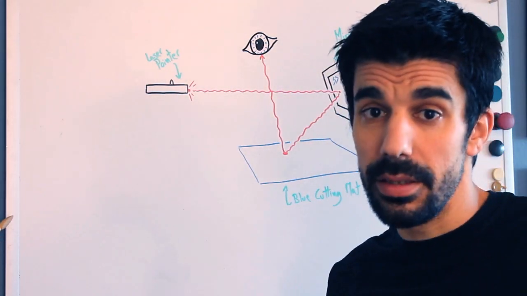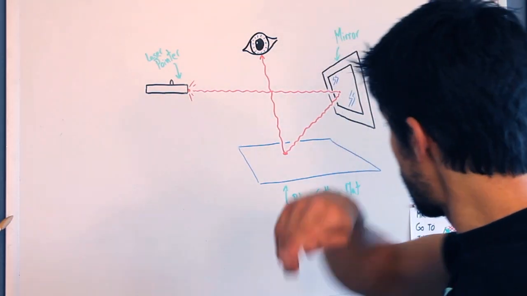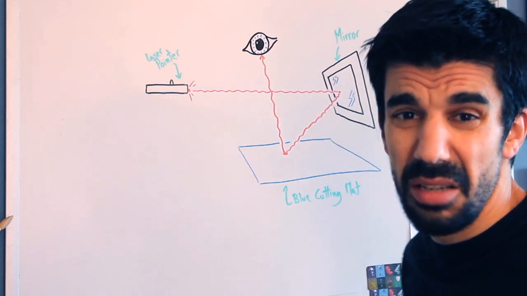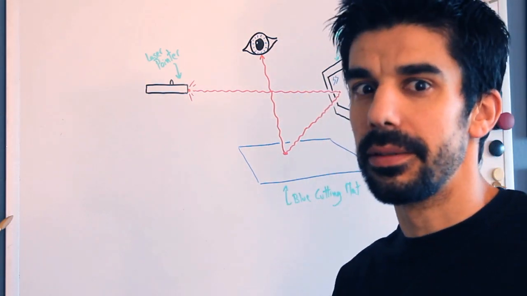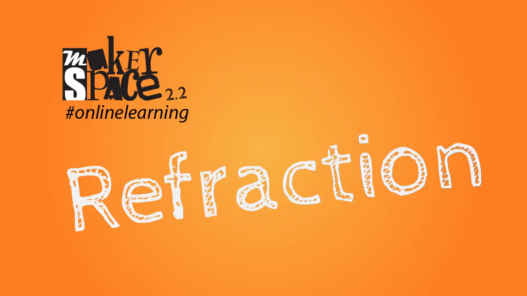So the answer is, the beam goes somewhere else, it gets reflected again. But now it's very, very weak, but enough for us to see it. So to this we call reflection. It is a property that certain materials have. Let's move on to the next experiment.